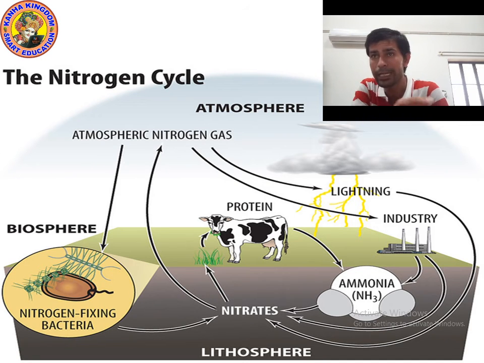And what is the cow eating? The cow is eating plants. It means the cow is getting protein and other nitrogenous compounds from the plant.